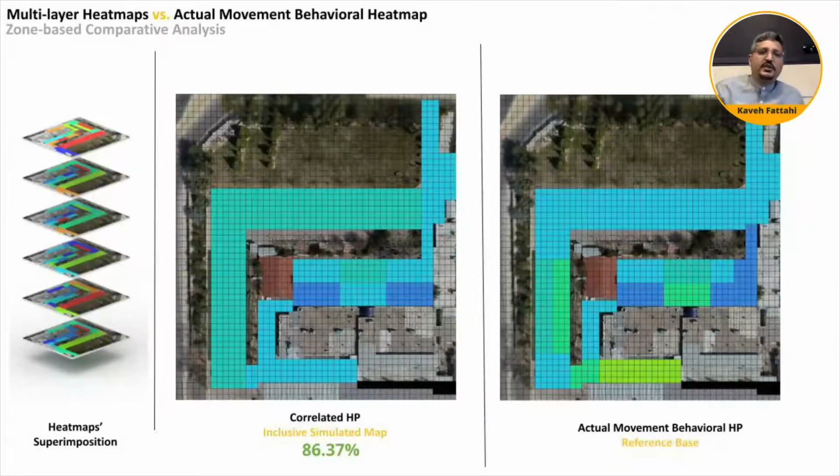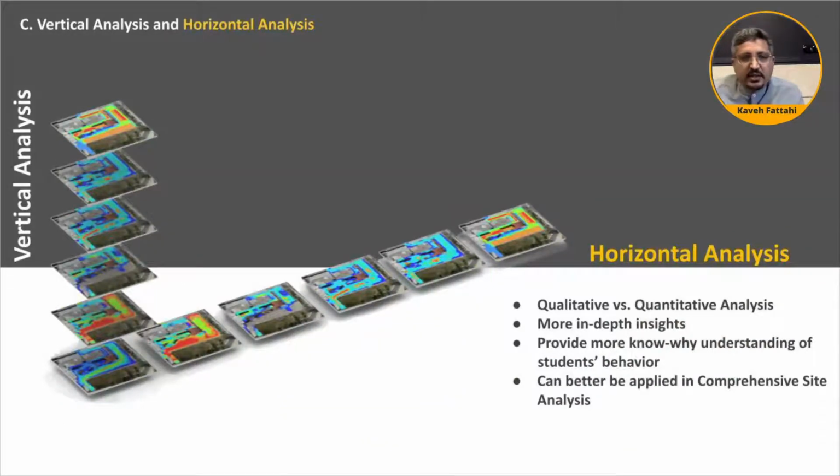Our research reveals that the multi-layered heat map can likely predict the student's behavior, considering the addition of climatic, emotional, and perceptual characteristics of a student's decision-making. It also highlights the importance of both what we call vertical and horizontal analysis.